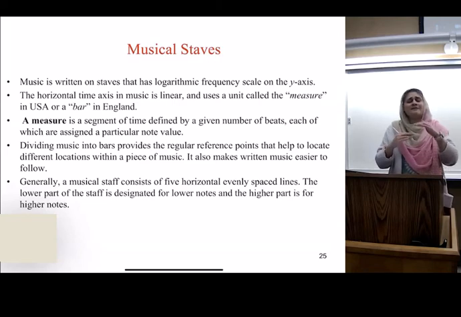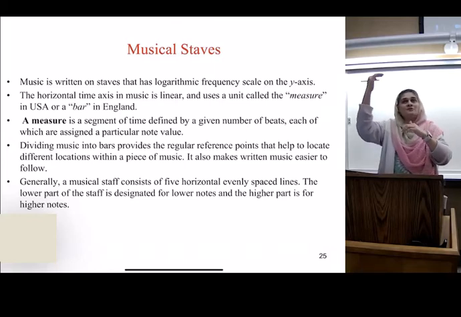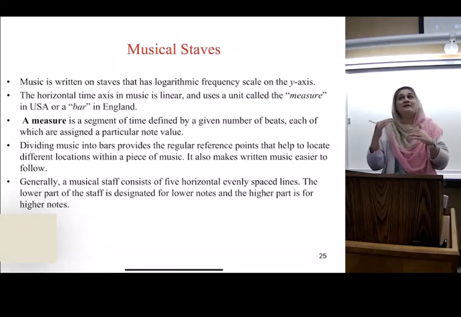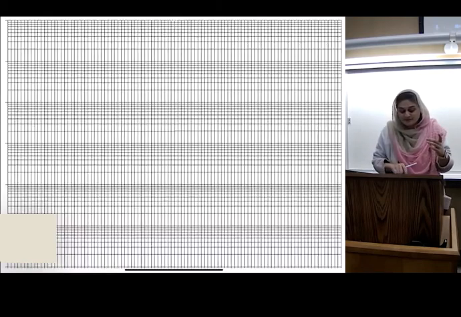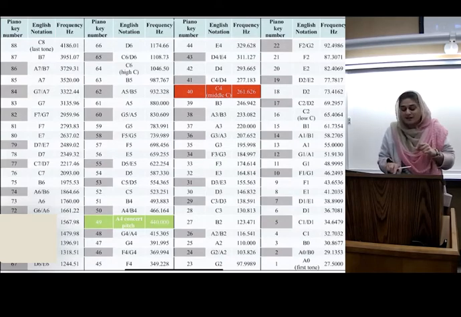So musical staff has how many lines? 5. And then on each line, it has different notes that you're going to write. There is a problem. And what's the problem? How do you fit all the notes you could possibly have onto 5 lines? Remember the number of notes? How do you fit them into 5 lines? And it's not possible to do that.